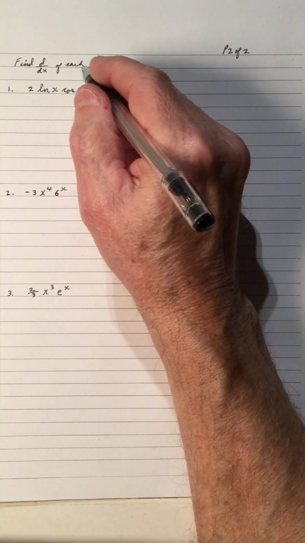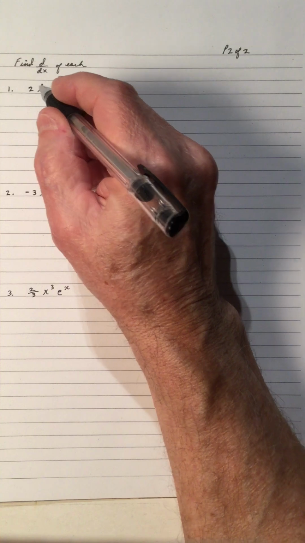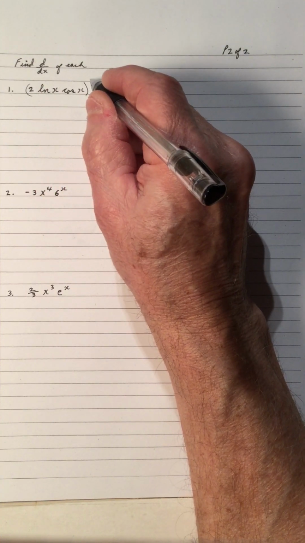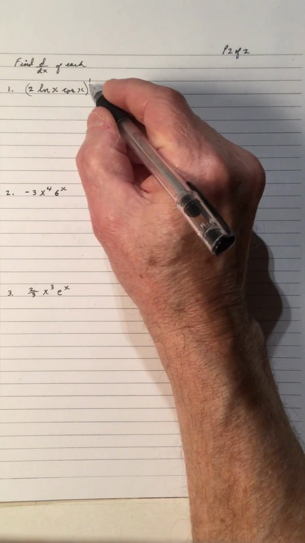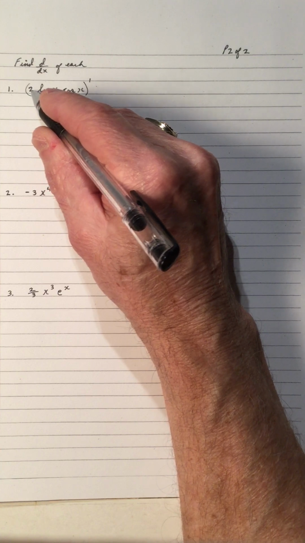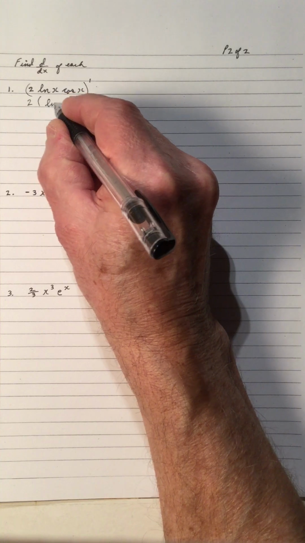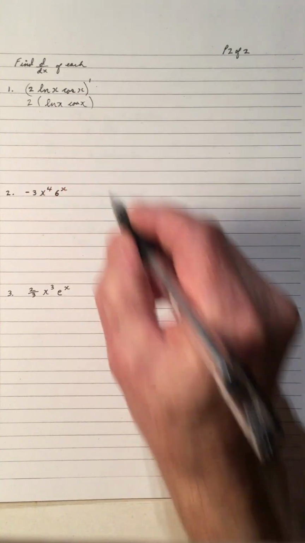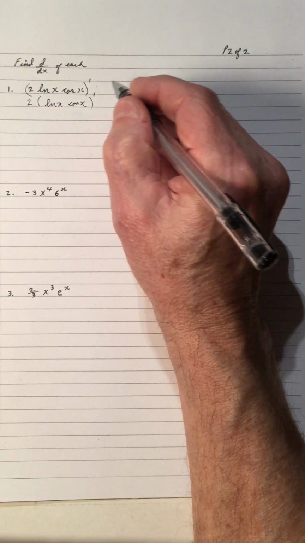Find d dx of each. That's d dx, the derivative. So let's find the derivative. So let's go y prime. Y prime is the derivative. So this is the constant rule, where c is a constant. So we could go 2 bracket ln x cos x, and that's the constant outside on the derivative.